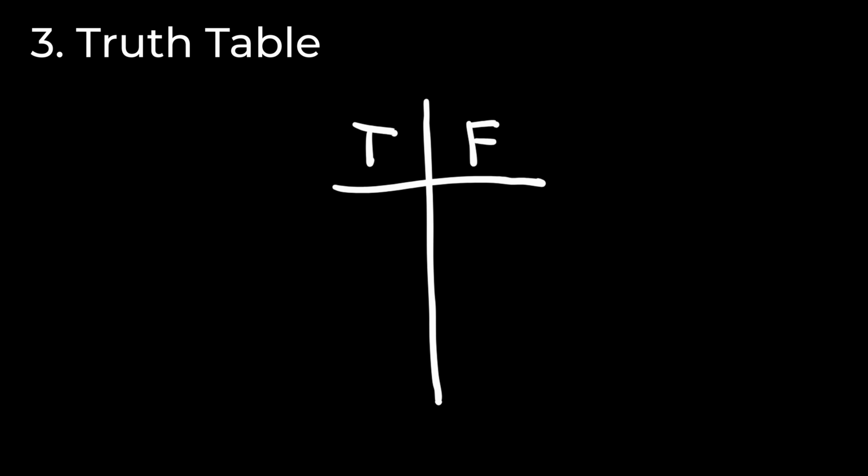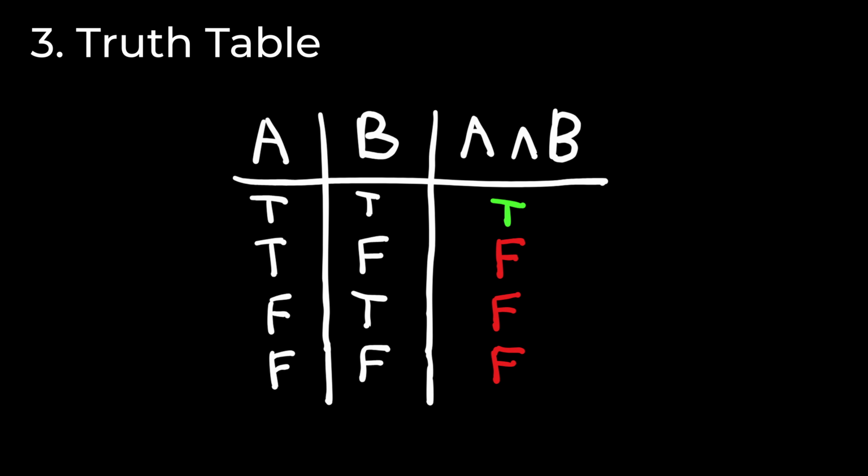Let's look at the truth tables for AND, OR, and NOT statements. Looking at the truth table for AND statements, if either one of them is false, then the compound statement is false. Let's start at the top and work our way down.